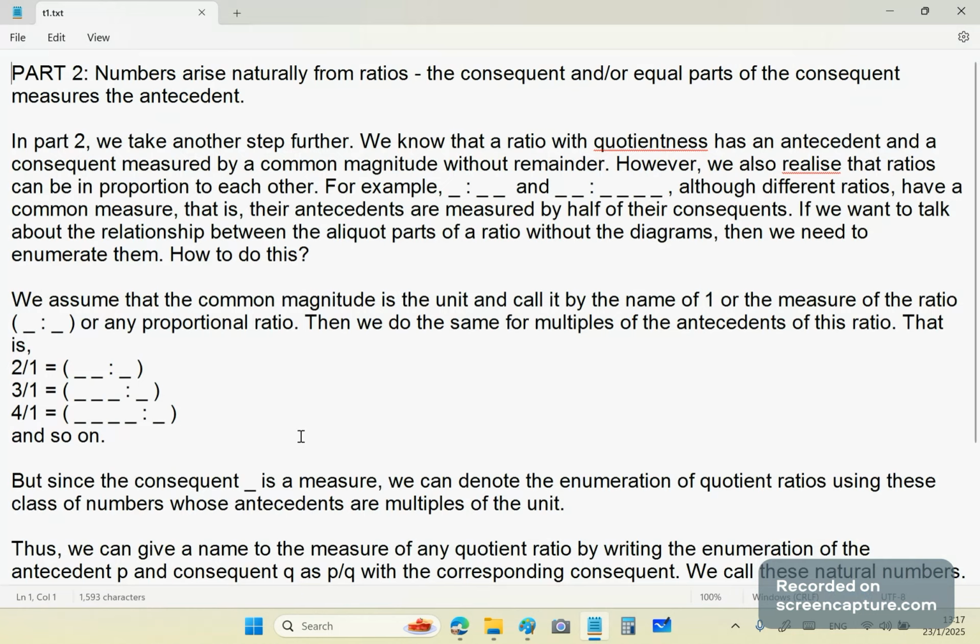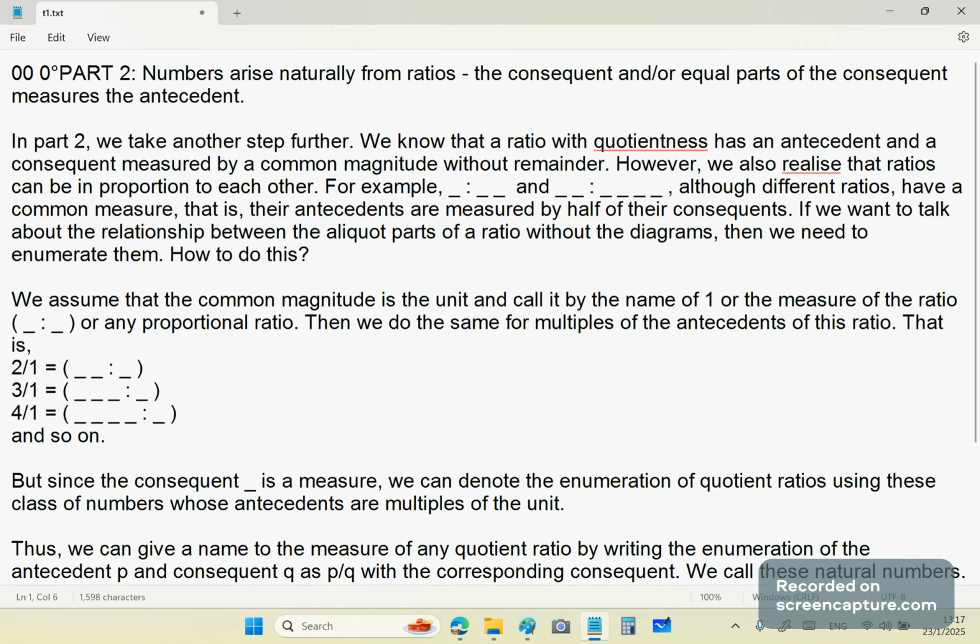So in part 2, we take a step further. We know that a ratio with quotientness has an antecedent and a consequent that's measured by a common magnitude without remainder. However, we do realize that ratios can be in proportion to each other. So for example, you have this ratio and this ratio. Although they're different ratios, of course, because look, this one is this long and this one is this long, they have a common measure, and we'll see what their common measure is. And that is that their antecedents are measured by half of their consequents, or an equal part of the consequent.